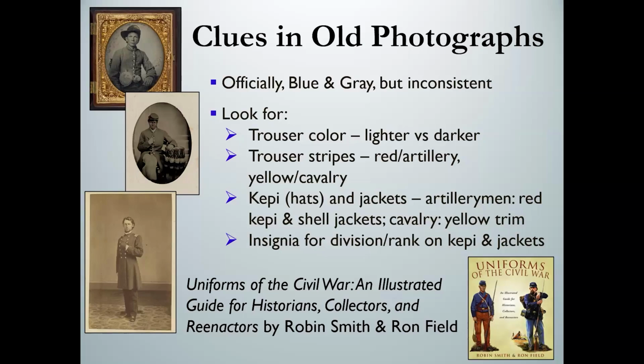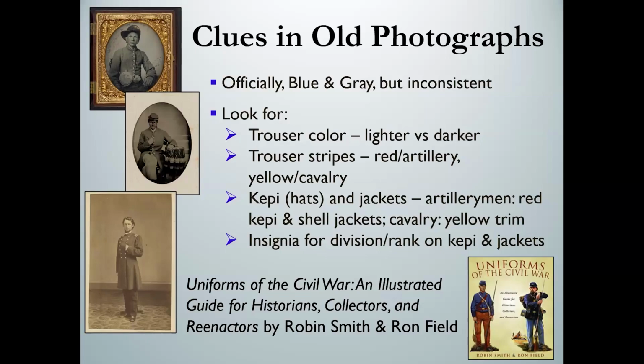Their kepis, or their hats, and their jackets. Again, the artillery had red. And they had shell jackets, which we used to call waistcoats. The ones with the short jackets, those are cavalry and artillery. And then the cavalry had yellow trim. Again, with the black and white photos, you just look at the shading and see how that helps.